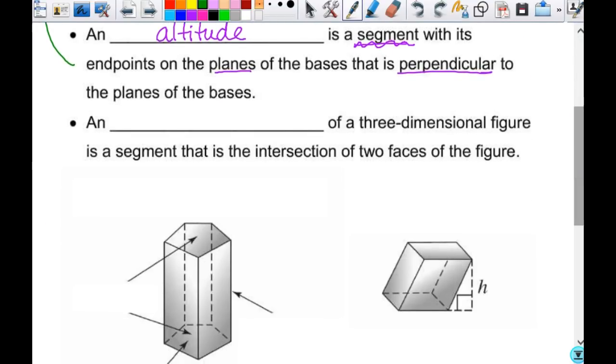All right, and then an edge, that's what goes in this one right here. An edge of a three-dimensional figure is a segment that is the intersection of two faces. Okay.